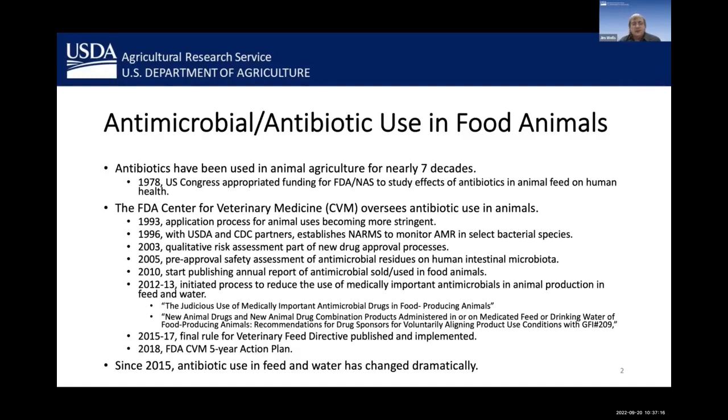But as you know, in those conversations, it's very apparent, and I think Dr. Noyce had talked about this earlier, we've been using antibiotics in animal agriculture around the world and in this country for nearly seven decades. And even as early as 1978, the American Congress started looking at some of the concerns about effects of antibiotics in animal agriculture. And over the course of time since then, we've seen the regulatory bodies step in and be more stringent about antibiotic use in animal agriculture, starting in 1993, all the way up to the Veterinary Feed Directive rule that came about in 2015, 2017, when everything was finally implemented.